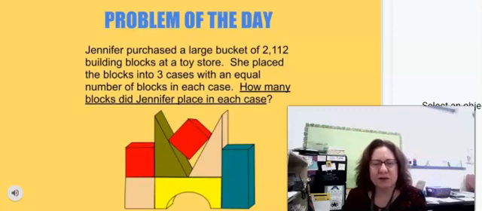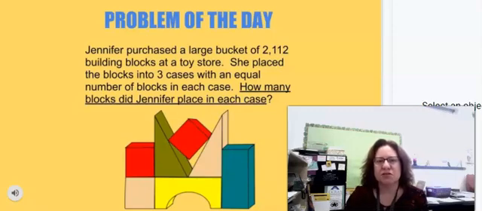Again, we'll read through it one more time. Jennifer purchased a large bucket of 2,112 building blocks at a toy store. She placed the blocks into 3 cases with an equal number of blocks in each case. How many blocks did Jennifer place in each case?